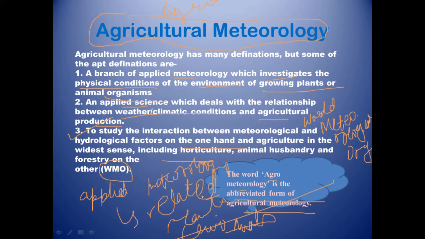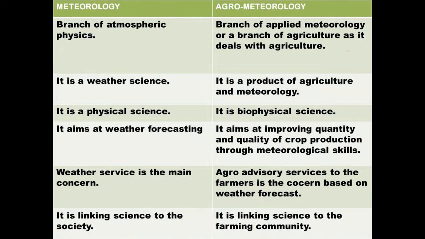Then we come to the difference between meteorology and agrometeorology. All the differences are basic and everyone knows that, but let's review them anyway. First, meteorology is the branch of atmospheric physics, and agrometeorology is the combination of agriculture and meteorology. Meteorology is the weather science, and agrometeorology is the product of agriculture and meteorology together. Meteorology is a physical science, but agrometeorology is a biophysical science.